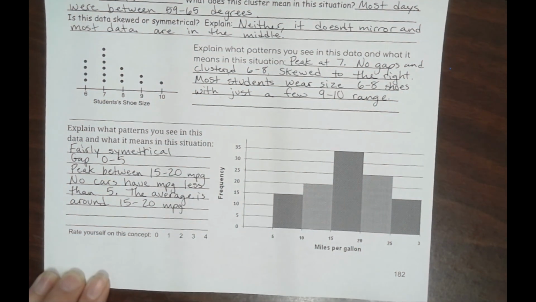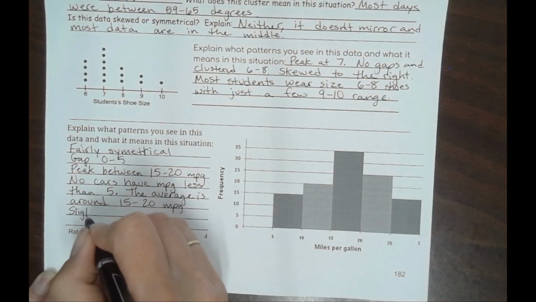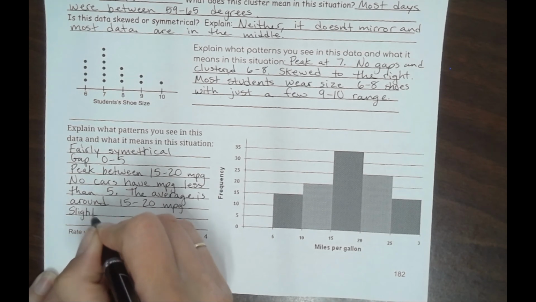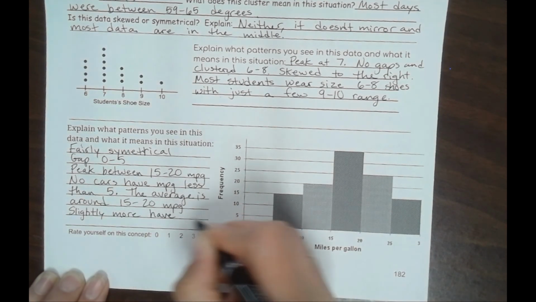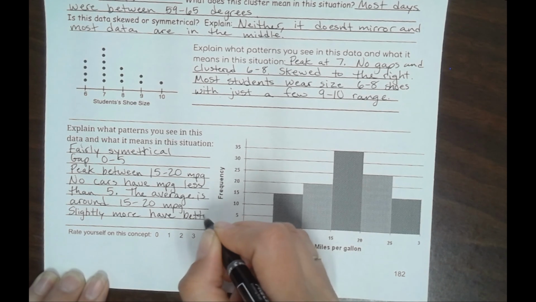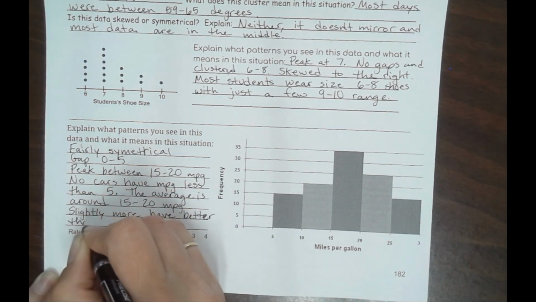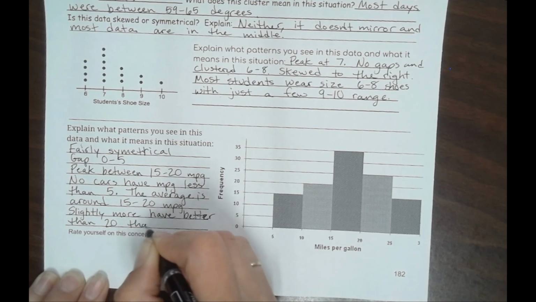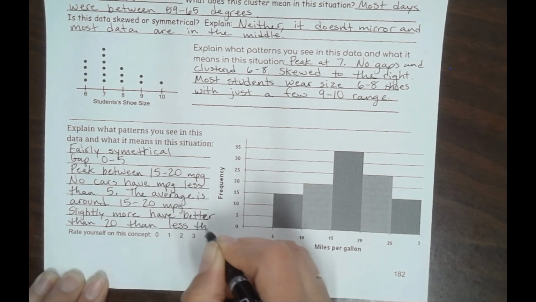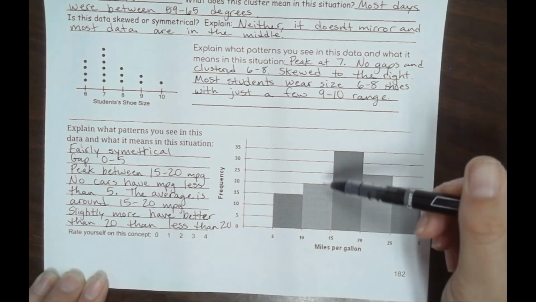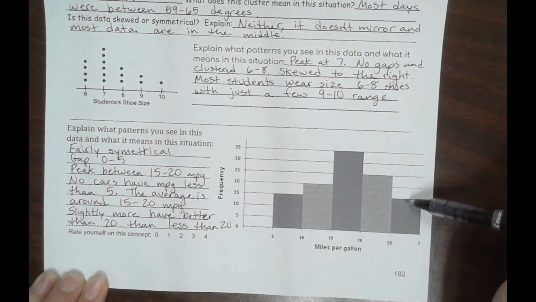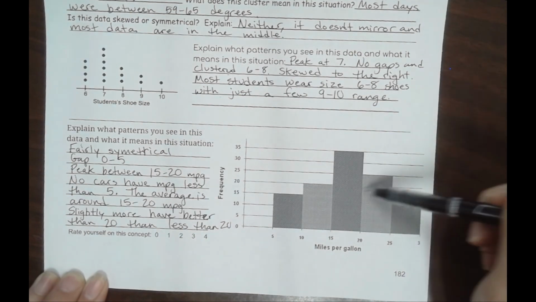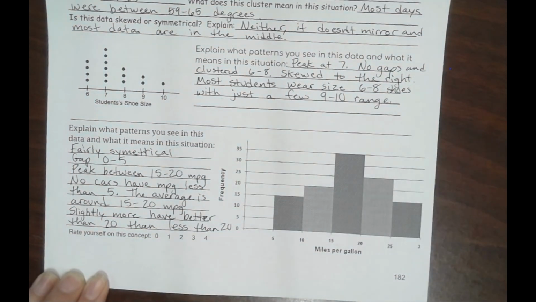And maybe slightly more have better than 20 than less than 20. So we can see here 20 had it here, 15 here. This one had 25 and 15. So there's just a slight better up here than there is down here. But that's how you can make generalizations.